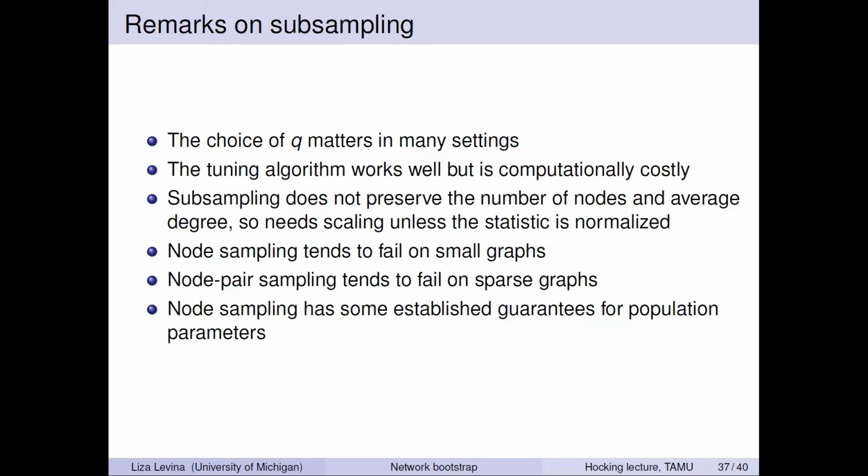In terms of what works when, just empirically, it makes sense. What we're seeing is that node sampling tends to fail on small graphs. If you don't have a lot of nodes, then sampling nodes, you know, just not enough information. And node pair sampling tends to fail on sparse graphs for the same reason. If you don't have a lot of edges, you choose a lot of pairs, you'll just end up with a bunch of zeros. It's not going to be very important. And there are already some established guarantees on node sampling done by other people for certain parameters, but not really much for others.